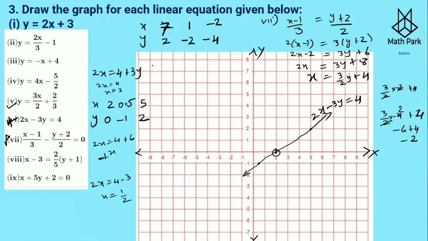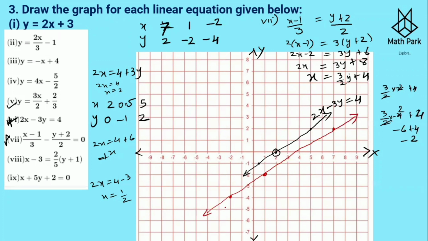So let us plot this point 7, 2. So x is 7 and y is 2. So this is the point. 1 and minus 2: x is 1 and y is minus 2 is this point. Then x is minus 2 and y is minus 4. So minus 2 and minus 4 is this point. And this is the point. And let us join these, and our graph is then done for the line.